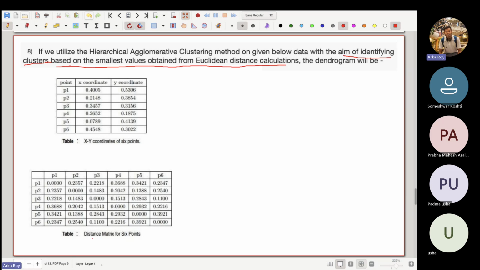And this matrix is the distance matrix of the 6 points. So what is the distance from P1 to P1? Obviously it should be 0. Then what is the distance from P1 to P2? From P1 to P3? Likewise. So based on this information, we have to create the dendrogram. And we know that in case of the HSE algorithm, we end up with a dendrogram representation, and that is what is asked to derive.